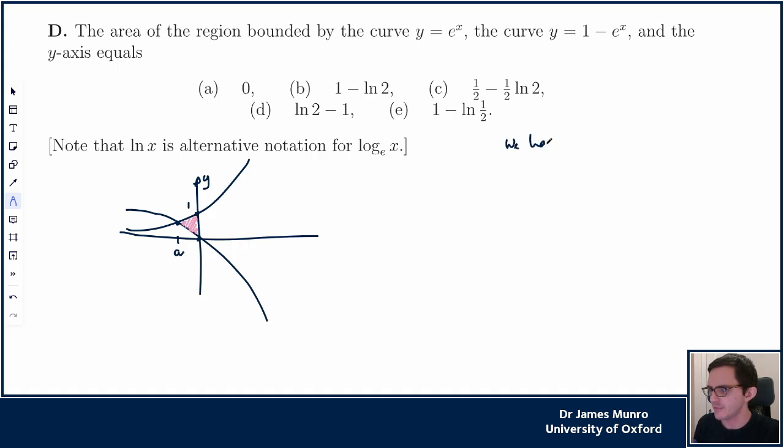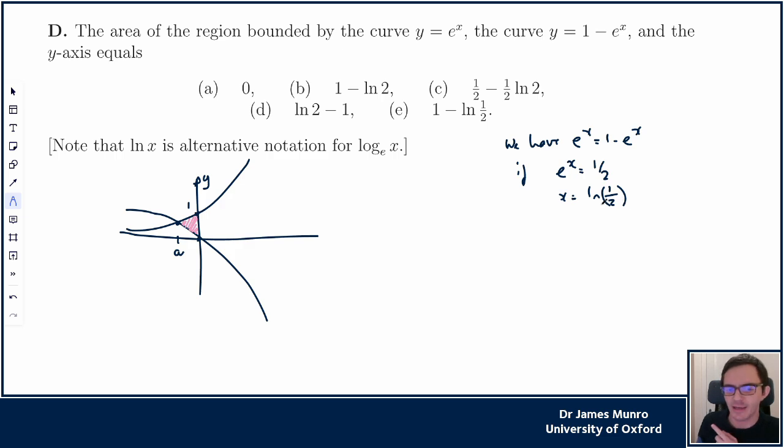Okay, let's try setting them equal to each other. We have e to the x equals 1 minus e to the x, and then let's rearrange this, bring this one onto the left, divide by 2, and we get x is equal to natural log of 1/2. I'm going to leave it like that, even though rearranging it might simplify it a little bit, minus log 2, anyway.